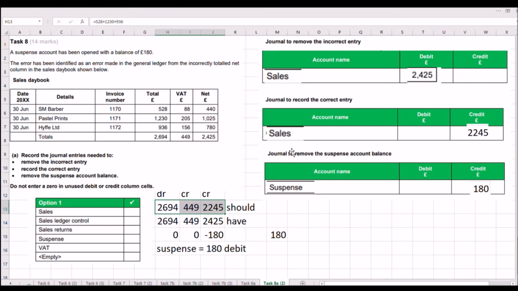Sometimes you might be asked to do that in the exam, and sometimes you're asked to do it like this one, which is just one little part of it, and you just have to roll with whatever you see in front of you in the exam. There's no set position on how it's going to be. So that's the end of this suspense account question.